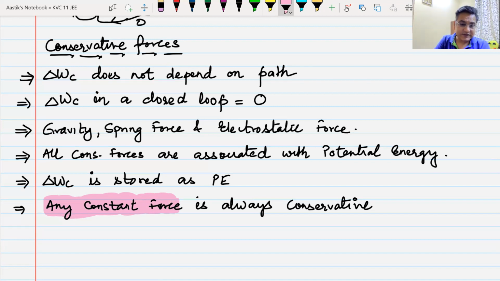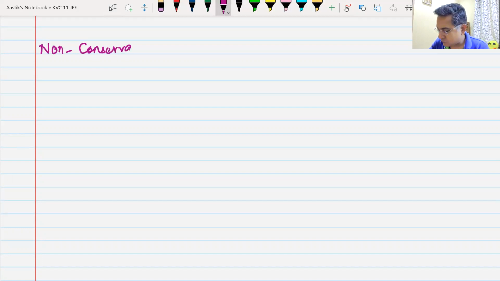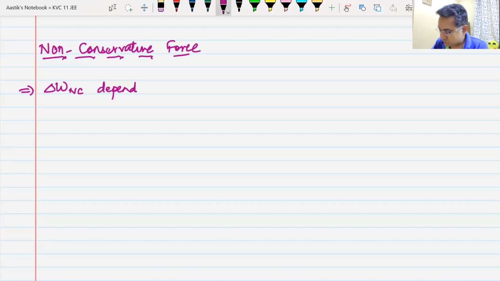These are conservative forces. Then we have their friend or their opposite. What would be their friend or opposite known as? Non-conservative force. So what is the first point that you must remember about a non-conservative force? It depends on path. Work done by a non-conservative force depends on path.